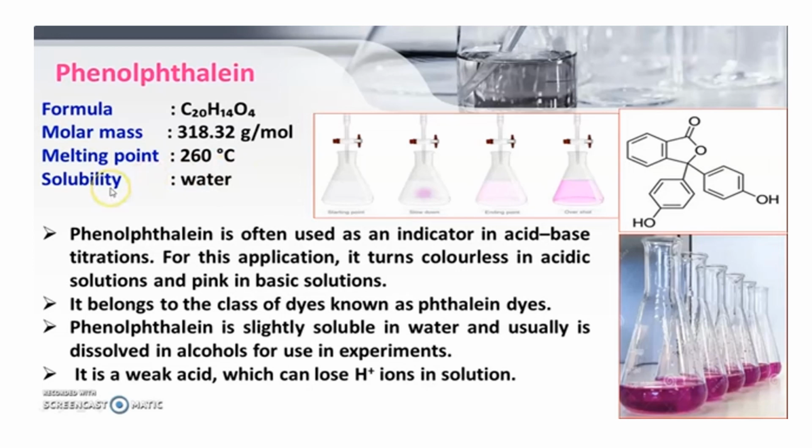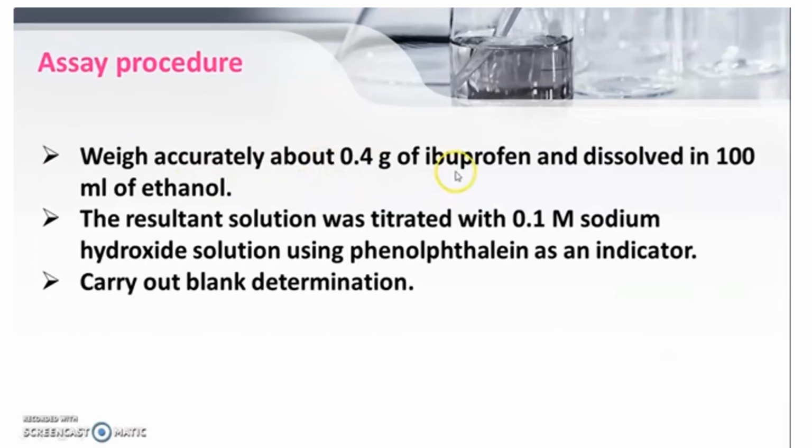Phenolphthalein is often used as an indicator in acid-base titration. For this application, it turns colorless in acidic solution and pink in basic solution. As you see in the conical flask, the color is pink in basic media, but it becomes colorless in acidic medium. It belongs to the class of dyes known as phthalein dyes, and it is slightly soluble in water, so it is usually dissolved in alcohol for use in the experiment. It is a weak acid which releases hydrogen ions in solution slightly.